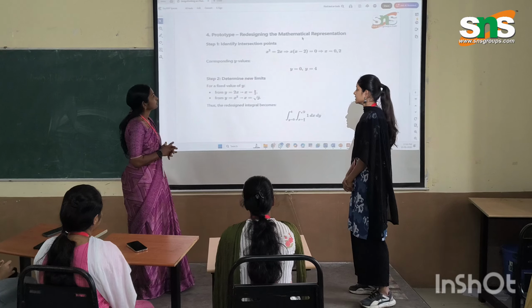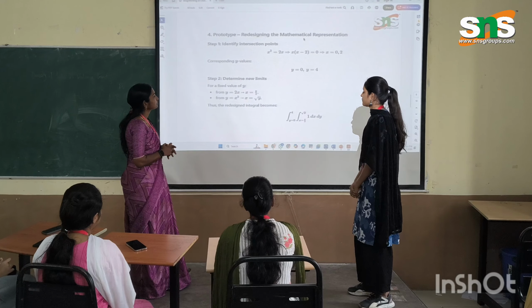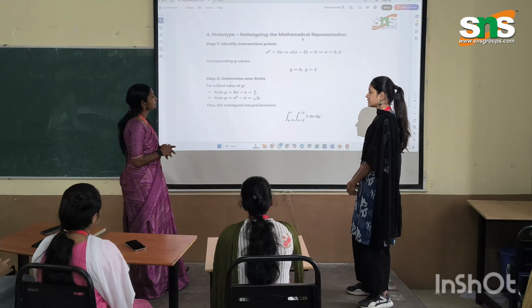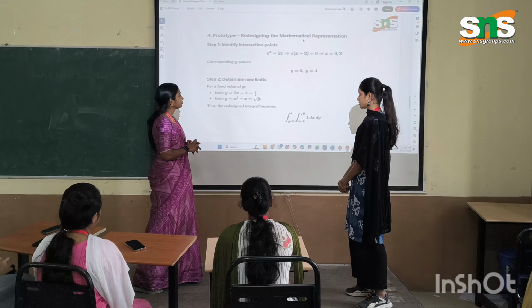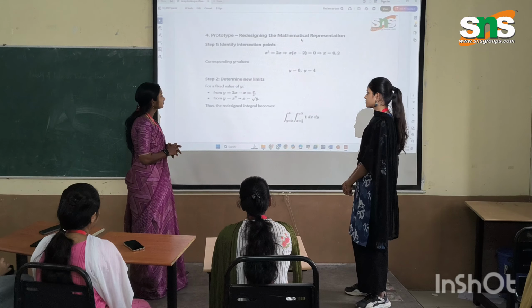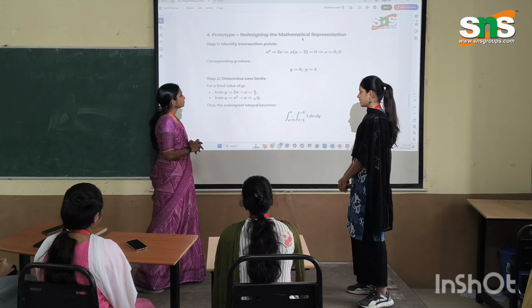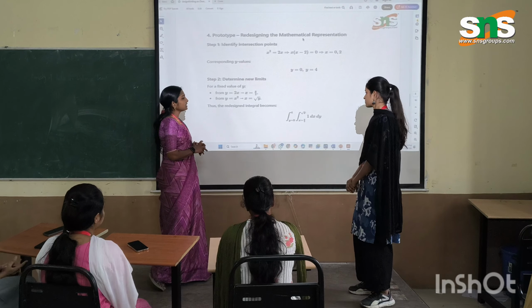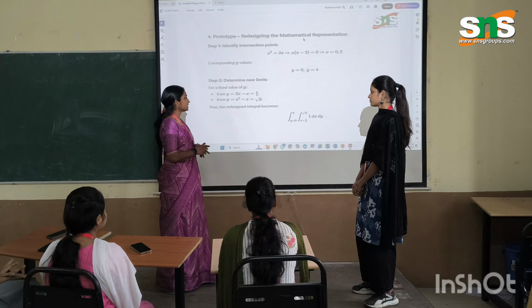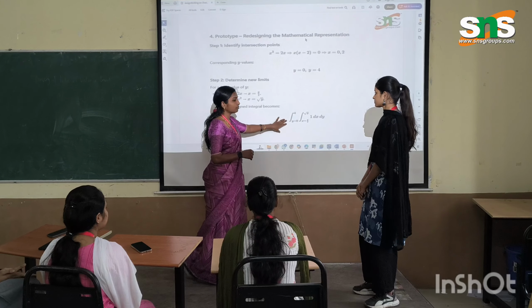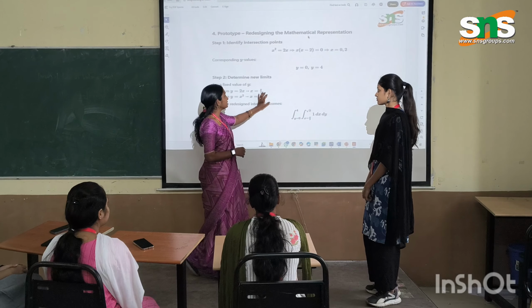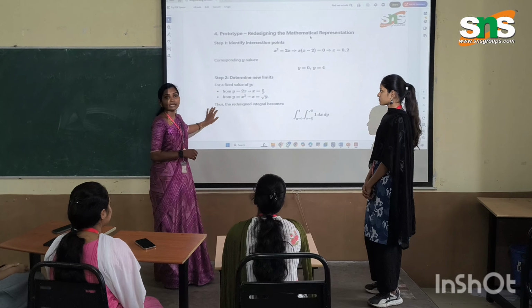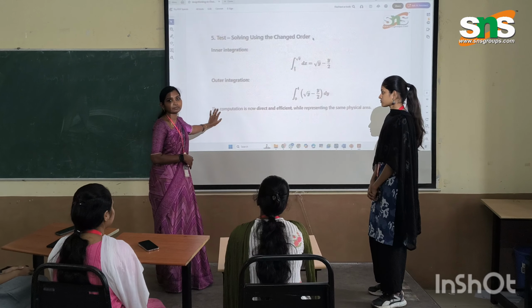Step 2: determine new limits. For a fixed value of y, from y is equal to 2x to x is equal to y by 2. From y is equal to x square to x is equal to root y. So this is what we have got as the new limits for y in x. That is how we are redesigning the problem using the integrals which we have got as the new limits. So this is the next step of prototyping in the design thinking concept.